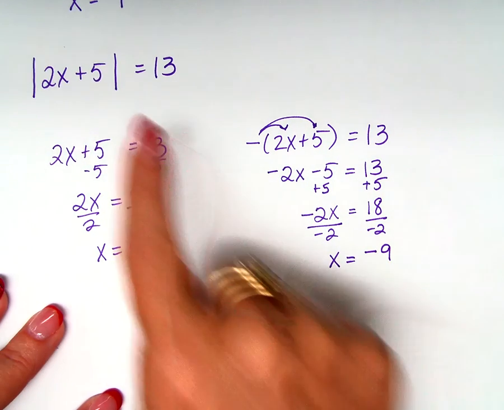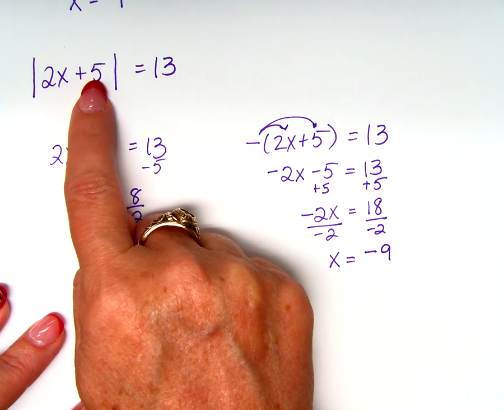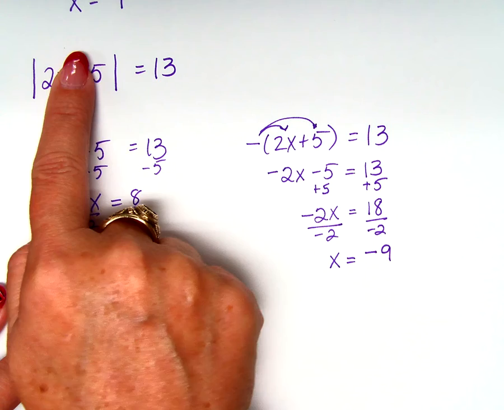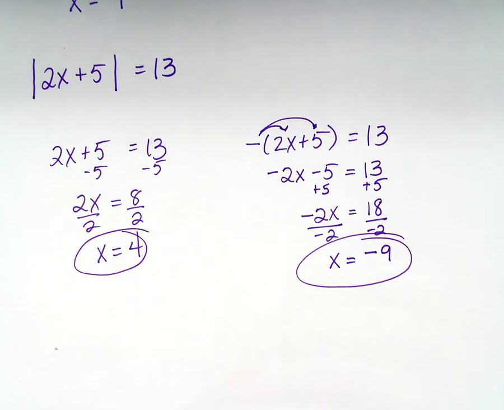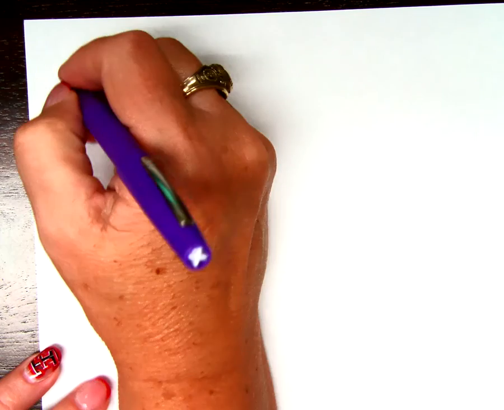What about negative 9? What's 2 times negative 9? Negative 18 plus 5, negative 13. What is the absolute value of negative 13? So I know that both of them are correct. And in fact, a minute ago, we said we really most of the time need to get 2 answers, don't we? Okay? We start with 2 equations, so most of the time we should get 2 answers, yes? Got it? Okay.